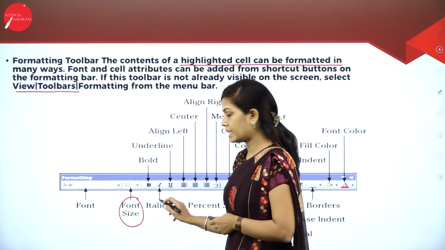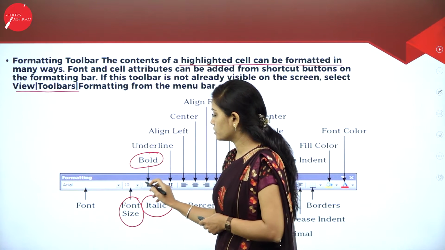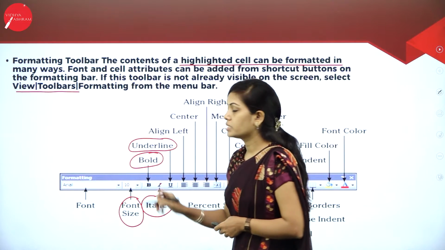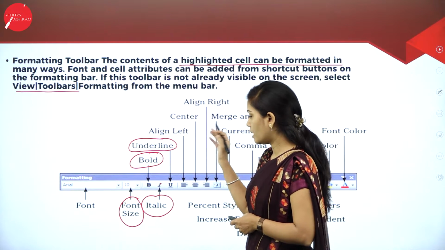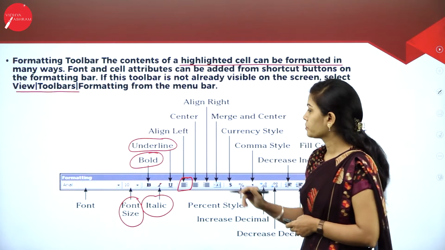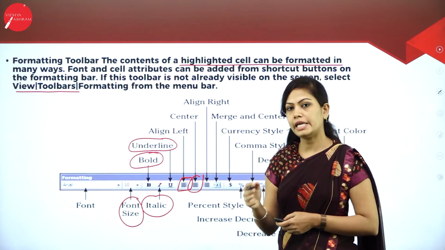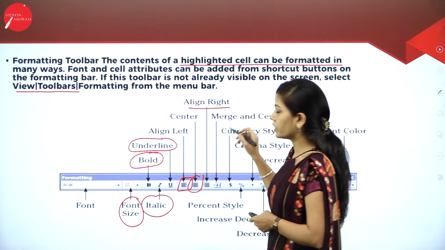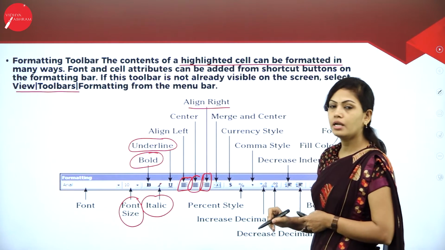And if you want to make it italic, you just click on this I, and for bold, you just click on this B button or Ctrl+B, and for underline, you just click on this U or Ctrl+U. For align left, this is for align left or Ctrl+L, and for center, you click on this button or Ctrl+E. You can also use the keyboard shortcut method, and for align right, Ctrl+R, or you can select this for align right.